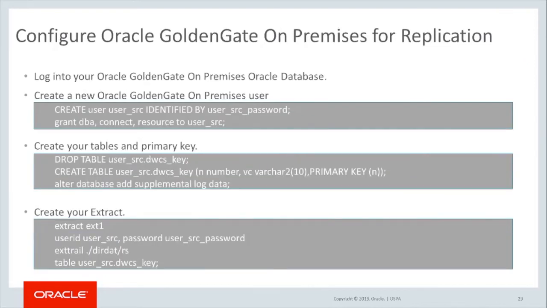To prepare the on-premises database for synchronization, the following steps must be followed. Log into your Oracle GoldenGate on-premises Oracle database. Create a new Oracle GoldenGate on-premises user. You can do that with the create user username identified by password command. Grant DBA, connect, and resource to the user just created. Create some tables for the process with the drop table and create table commands, and create your extract using commands such as extract, user ID, exttrail, and table.